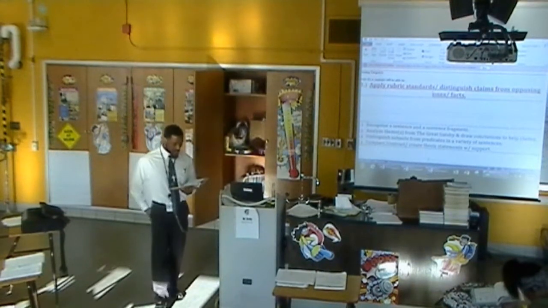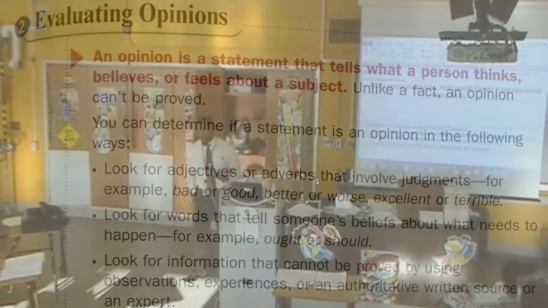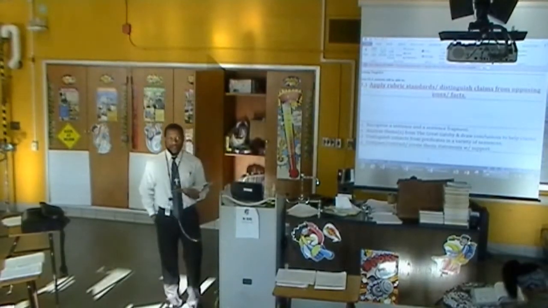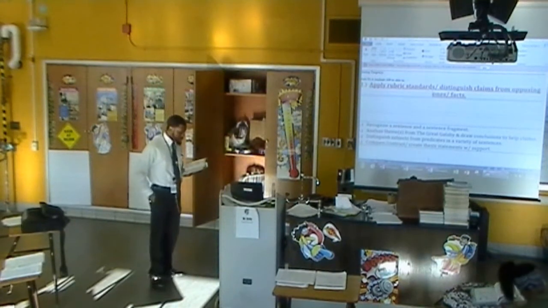You should have down the definition of an opinion by now. You can determine if a statement is an opinion in the following way. So jot down some of the characteristics of these three bullet points. Number one, this is how you can determine if a statement is an opinion: look for adjectives or adverbs that involve judgments. For example, bad or good, better or worse, excellent or terrible. So just like on our PowerPoint for the op-ed assignment, we said that fried foods taste terrible. That would have been a dead giveaway that this is an opinion. No one can tell me what tastes terrible. I am in control of my taste buds.